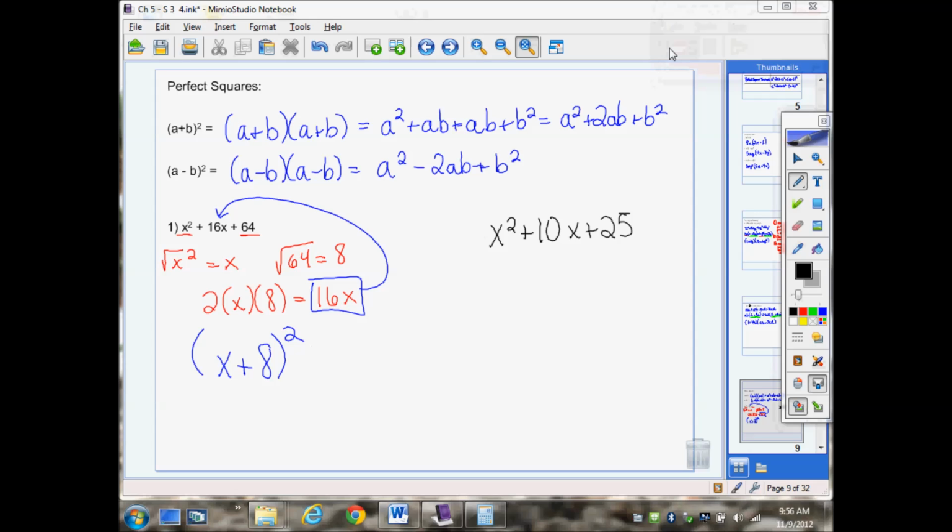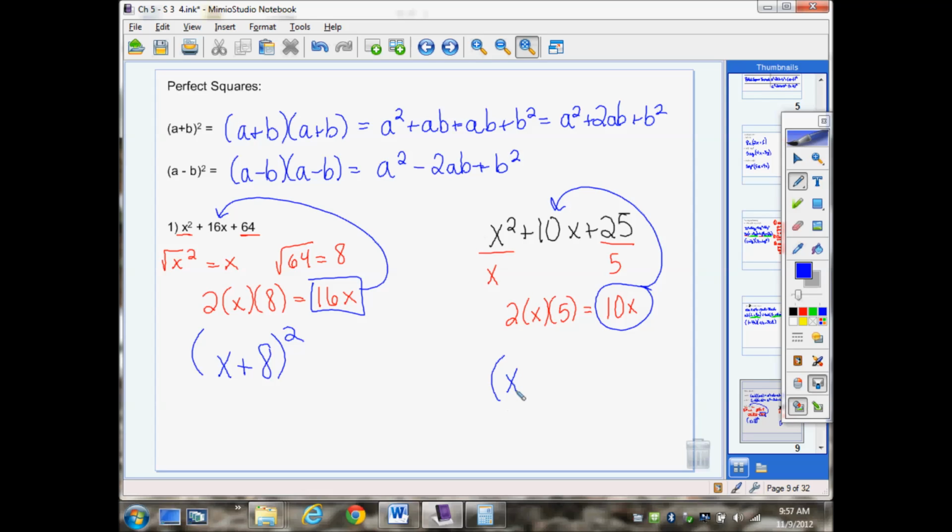X squared and 25 are perfect squares. Yes, we agree? Square root of x squared is x. Square root of 25 is 5. So far, yes, we agree? If I take 2 and I multiply it by x and I multiply it by 5, I get 10x. Which matches, which means this is a perfect square trinomial. So then to factor this, do x plus 5 squared. So the square root of the first term plus the square root of the last term, and then square it.